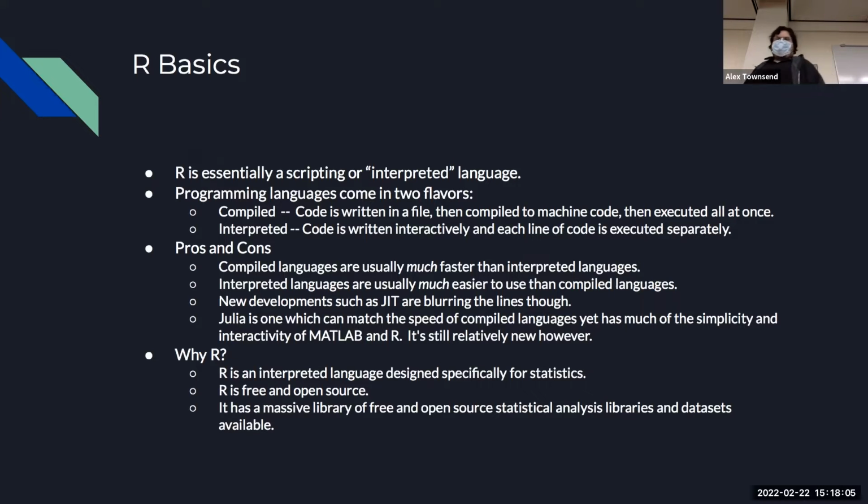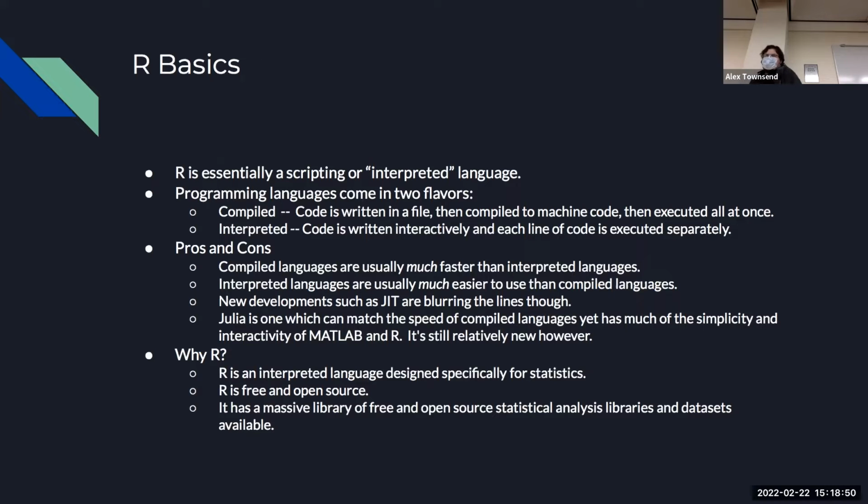So, like I said, R is essentially an interpreted language, and what I mean by interpreted language is that when the computer reads R code, it's going to go line by line. It's going to start reading just like you would read words on a piece of paper. It'll read the first line, and then it will do whatever the first line says. It will read the second line and then do whatever the second line says, and so on and so forth.